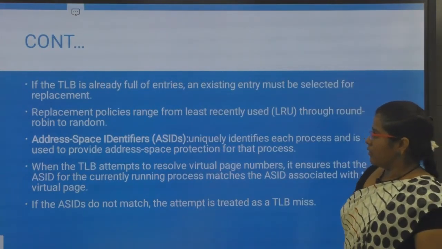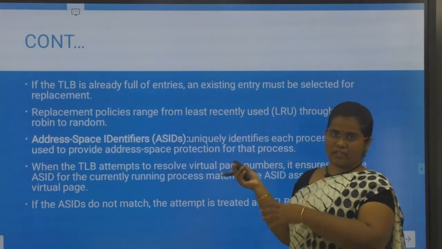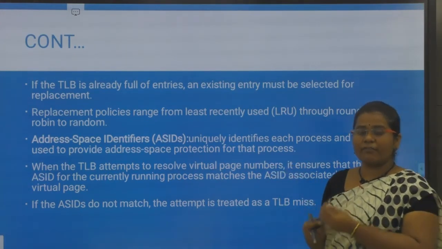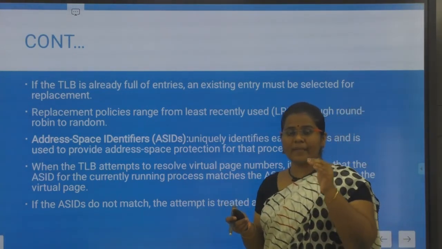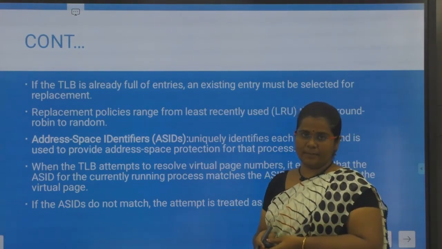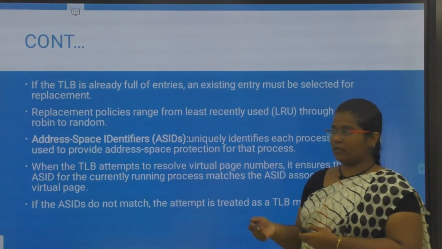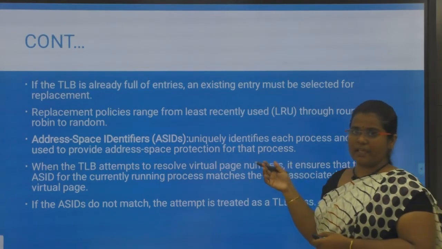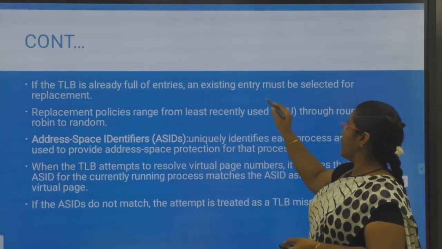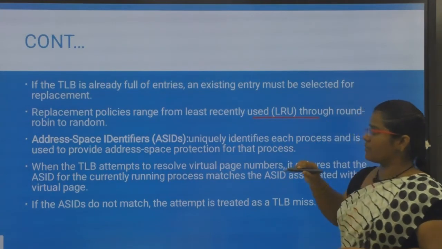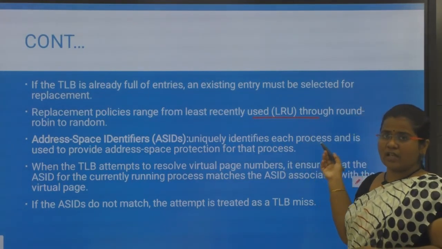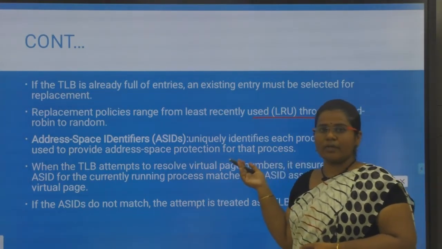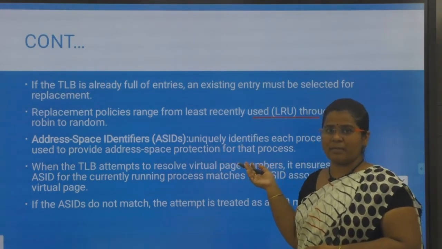If the TLB is already full, that is, if the capacity of your TLB is 40 entries, for example, and it is already full with 40 entries, then you need to replace some of the entries of your TLB. Whenever you want to replace the entries, that is the page numbers present in your TLB, you go with page replacement algorithms like least recently used or round robin. There are many methods for page replacement. We'll go through page replacement algorithms in the next coming sessions.